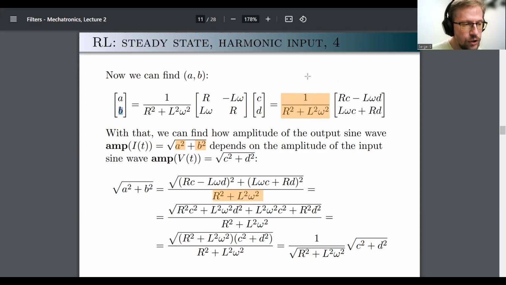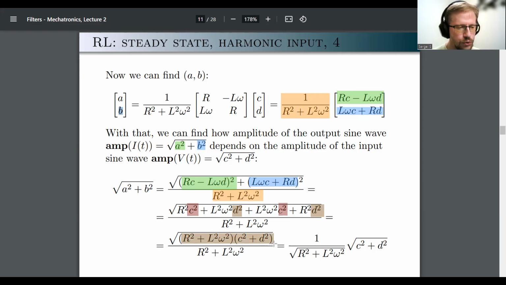Okay. And now what we need to do, let me do it this way. Take A squared, which is this squared, which is here, and B squared, which is this squared, which is here. I open the brackets, and what I will see is that in front of C, we have R squared and lambda squared omega squared. In front of D, we have lambda squared, omega squared, and R squared. So we can take things out of the bracket twice. And what we'll get is this expression here.